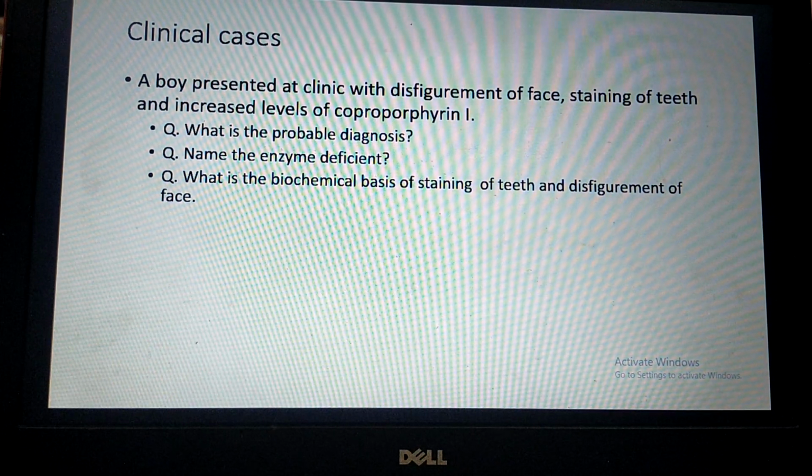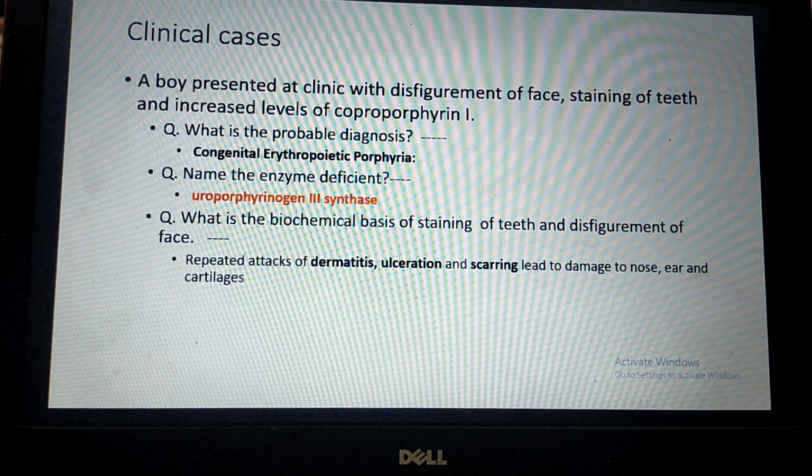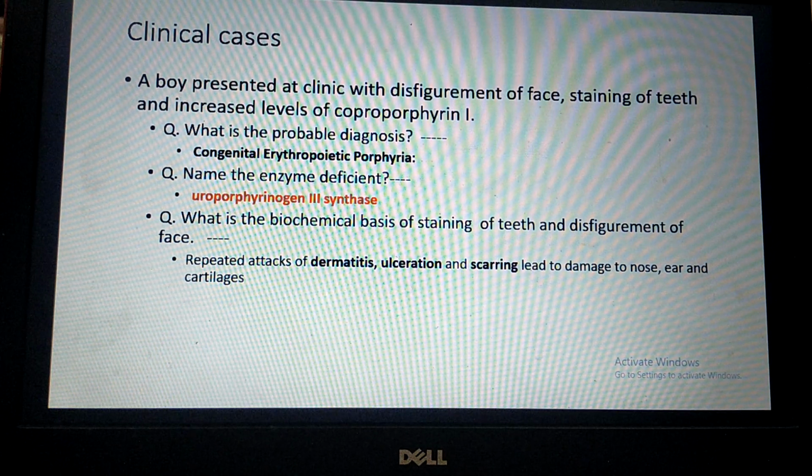Next question is, name the enzyme deficient. So the enzyme deficient is uroporphyrinogen 3 synthase. What is the biochemical basis of staining of teeth and disfigurement of face? This disfigurement of face is due to photosensitivity leading to repeated attacks of dermatitis, ulceration, scarring, which damage the nose, ear and cartilages of face, and staining of teeth is due to deposition of uroporphyrins and protoporphyrins in the teeth.